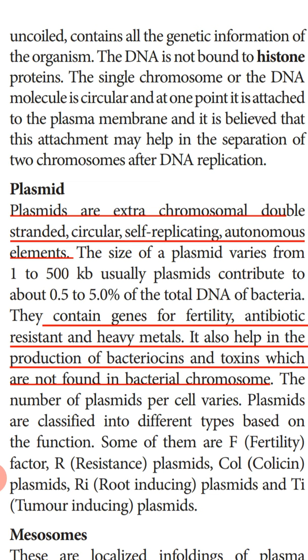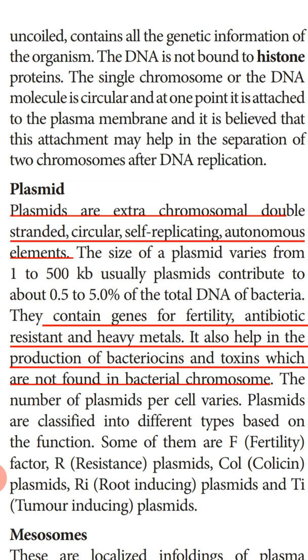Based on the function they are doing, whether they are controlling fertility or giving resistance, they are classified into different types. Some of them are fertility factor, resistance plasmids, and colicin plasmids. Colicin is the toxic substance produced by E. coli. Then root inducing plasmids.